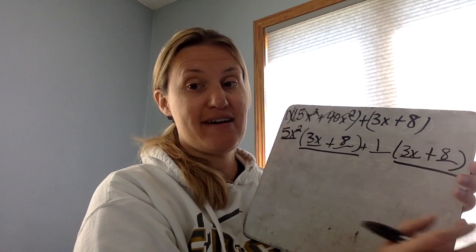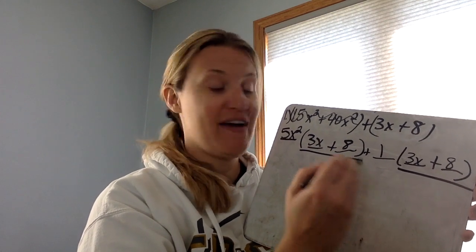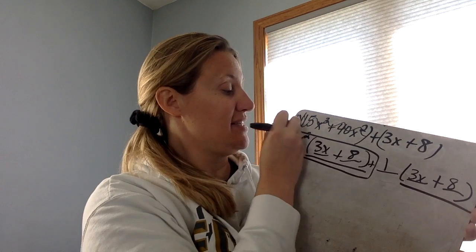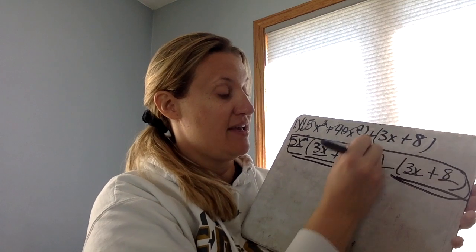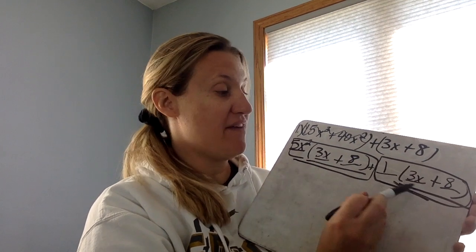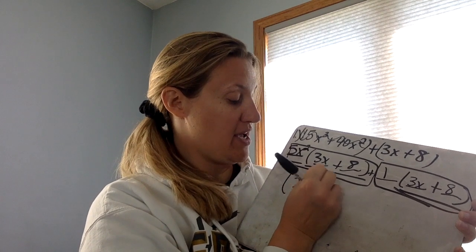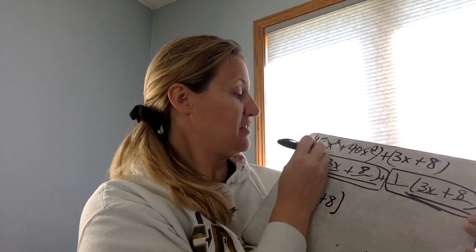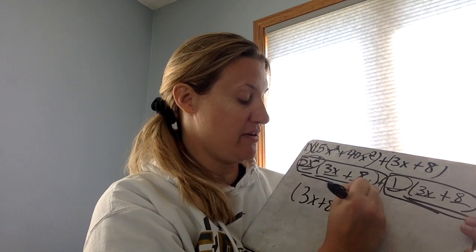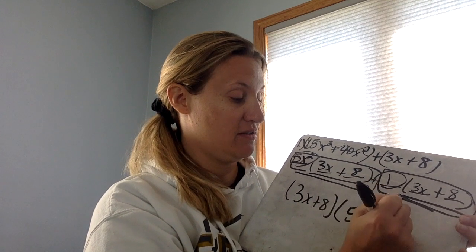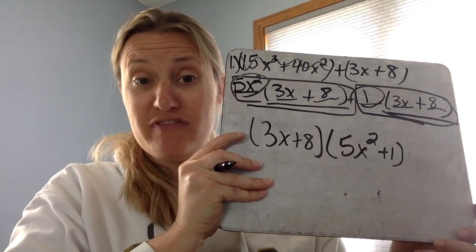Okay? So now we're going to pull out the greatest common factor. So if you look at this as its own thing and that as its own thing, what they have in common is 3x plus 8. So I can pull out 3x plus 8. What's left is 5x squared plus 1, and that goes over here. And that is your final answer.